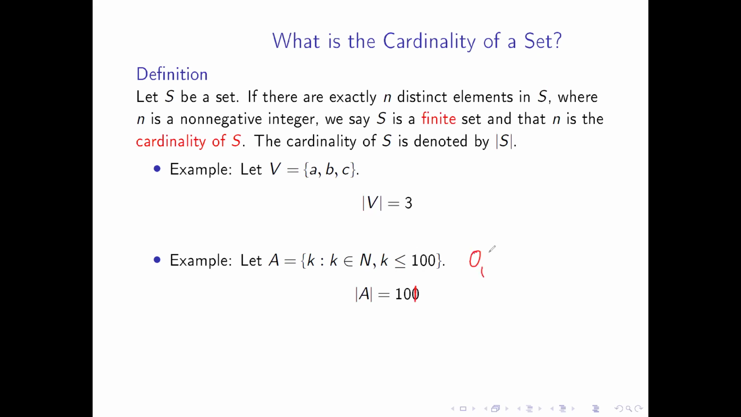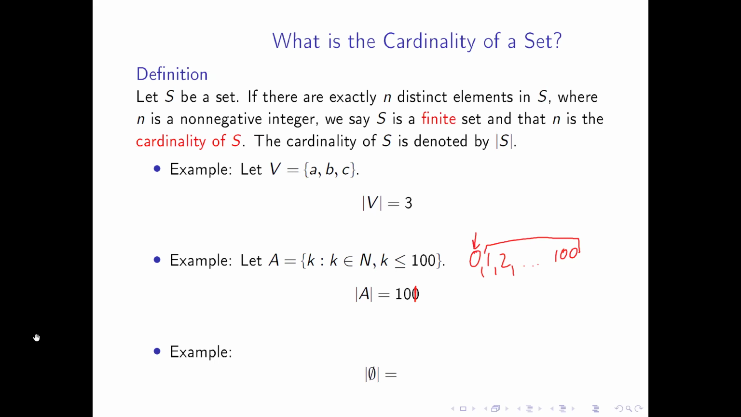Because you have 0, 1, 2 to 100, and all of this is 100 elements, and this is the extra element in there. So yeah, that's a typo. This should be 101. I apologize for that typo. All right. What about how many things are in the empty set?